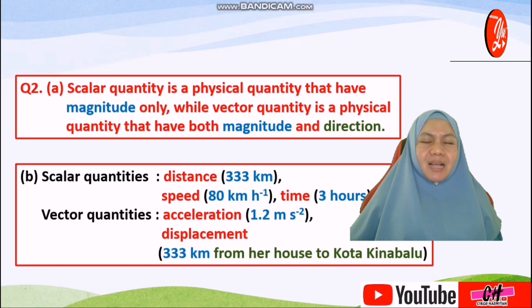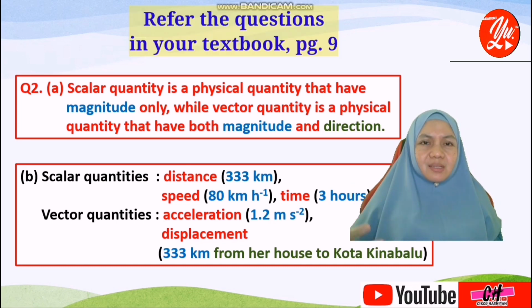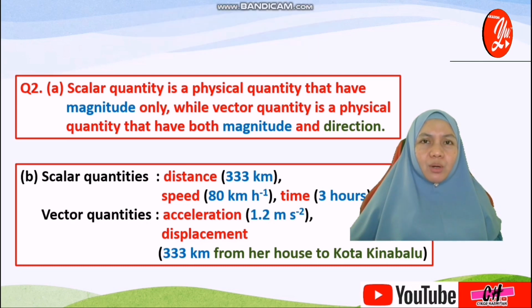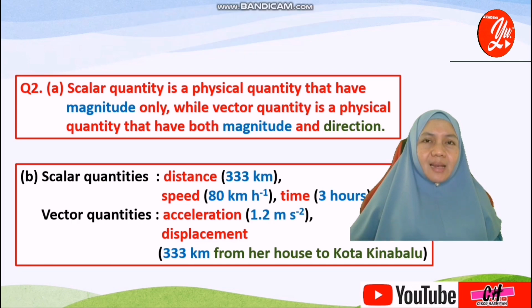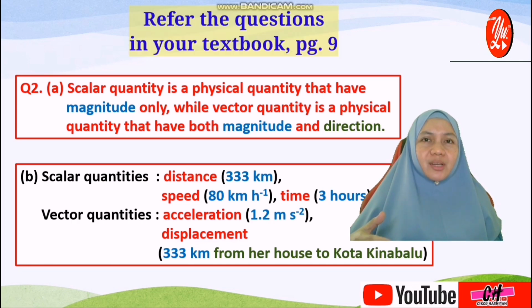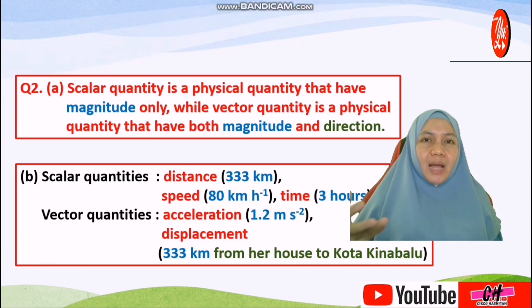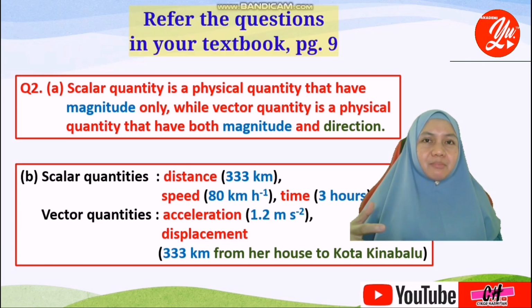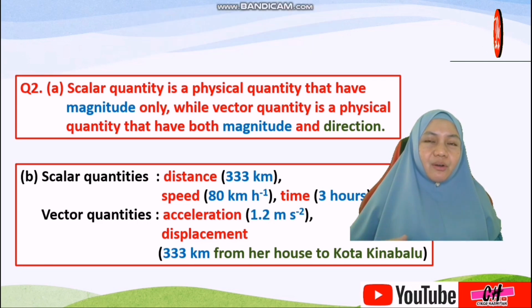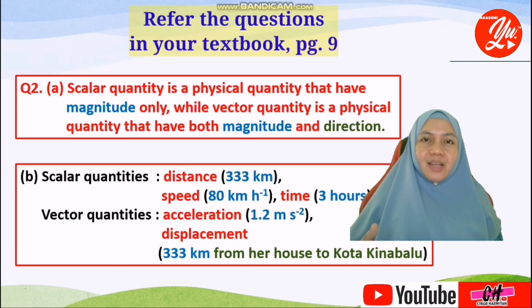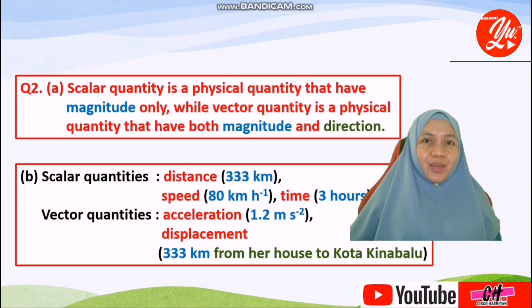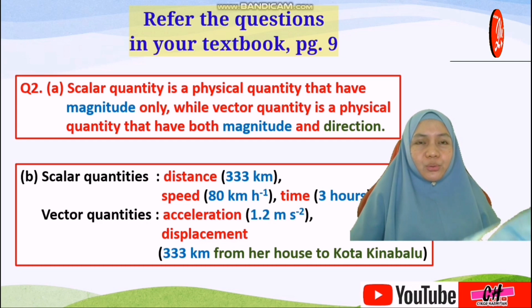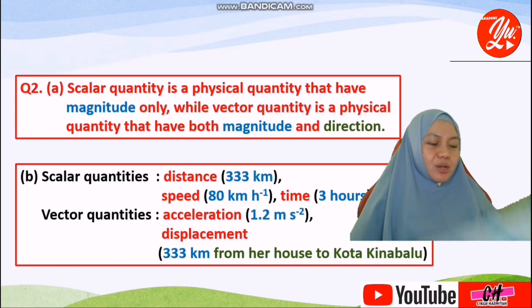Where is this displacement coming from? It is actually from the distance of 333 kilometer. When only the magnitude is stated, it is distance, a scalar. But once the direction is stated, from her house to Kota Kinabalu, the distance becomes a displacement, a vector with a magnitude of 333 kilometer and a direction of from her house to Kota Kinabalu. I hope you are clear with question number 2. Now let's proceed with question number 3.